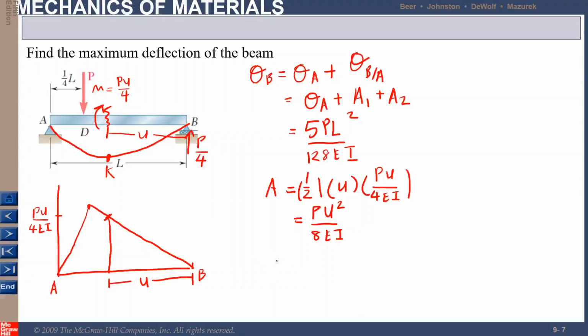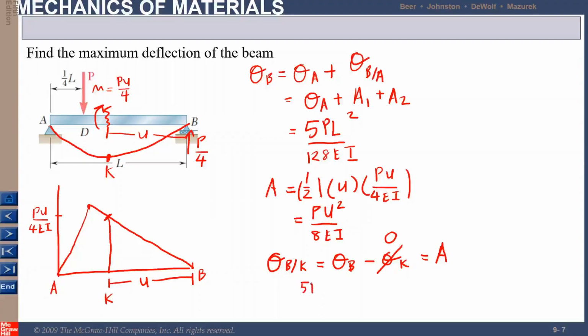Now we want to find the value of U. If we look at the equation, we know that theta B over K is just the same as theta B minus theta K. And we know that the value of theta K is equal to 0. So theta B over K is equal to theta B, which is the value over here. The value here can be solved by just taking out the area here. From our first moment area theorem, this is equal to A. So we can solve this.